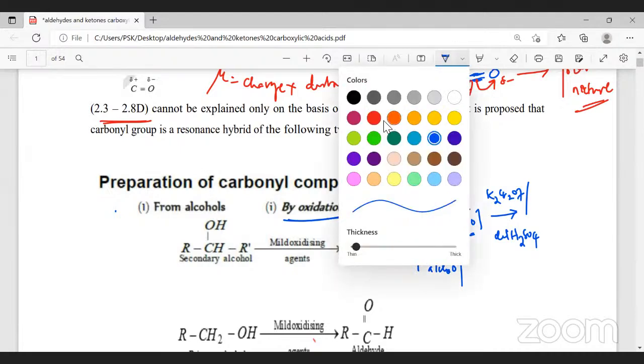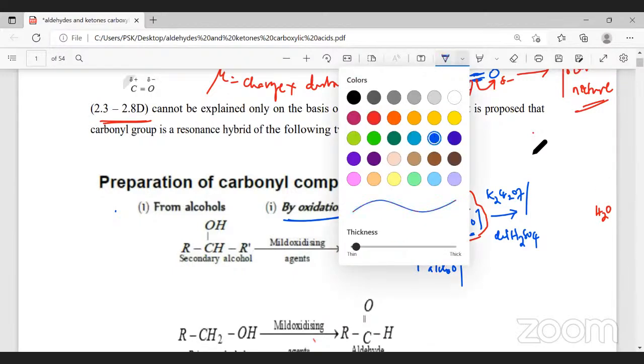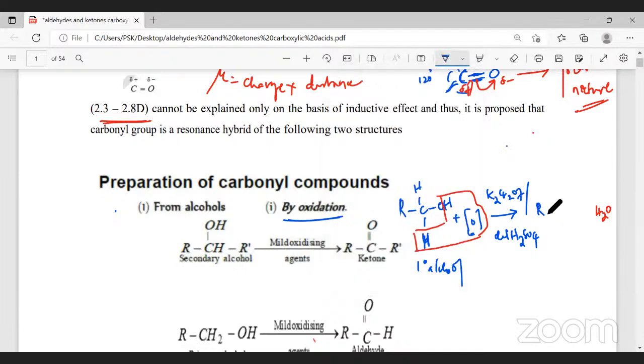Now listen to this carefully. The hydrogen atom of the OH group and one of the hydrogen atoms of the carbon containing the OH group get eliminated along with this oxygen as water. See, these are all carbon atoms, there can be many carbon atoms, we don't know, but this is the only carbon which contains the OH group. When they are eliminated as water, what is left is R, CH, and a single bond O.